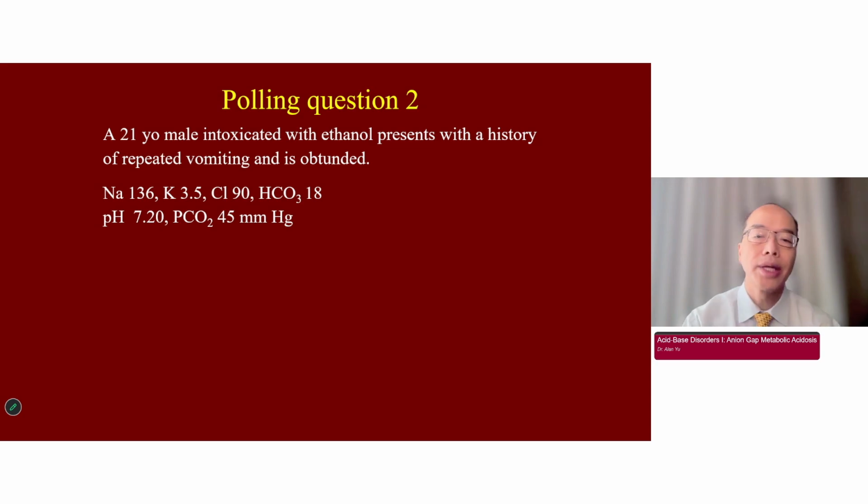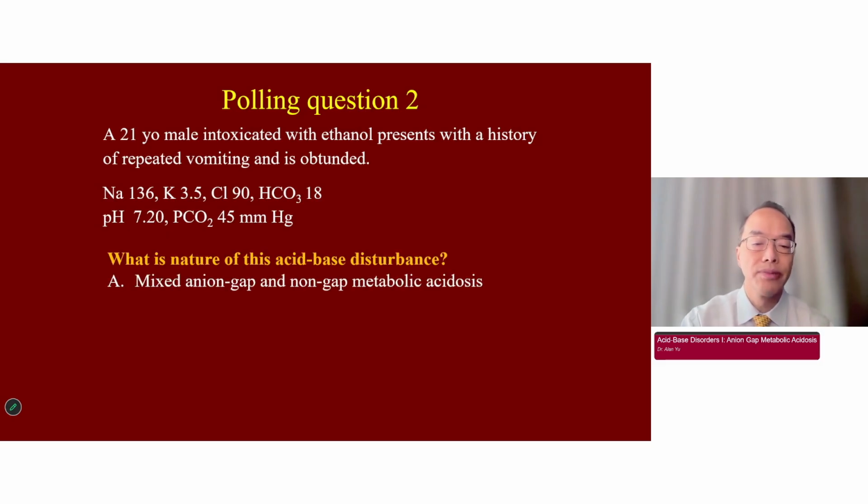So here's another practice question to get you moving. A 21-year-old male is intoxicated with ethanol and presents with a history of repeated vomiting and is obtunded. And so his sodium's 136, potassium 3.5, chloride of 90, bicarbonate of 18, pH of 7.2, and PCO2 of 45. What is the nature of this acid-base disturbance?